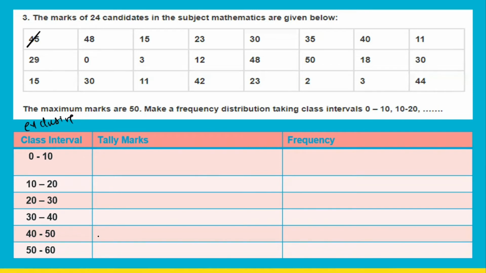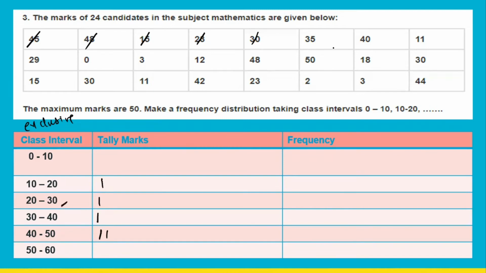45 lies between 40 and 50. 48 lies between 40 and 50. 15 goes between 10 and 20. 23 goes between 20 and 30. 30 goes between, now look, 30 you will take here or here? You have to take it over here, from 30 to 40, because these are exclusive. We cannot take 30 in this interval.